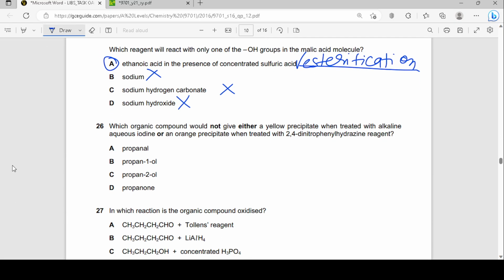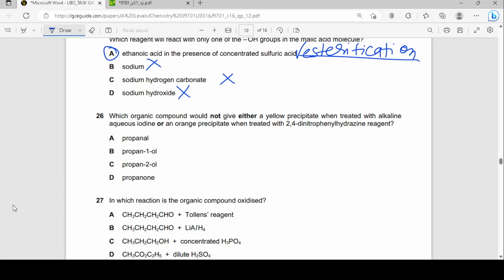And then the next question: which organic compound would not give either a yellow precipitate when treated with alkaline aqueous iodine or an orange precipitate when treated with 2,4-DNPH, 2,4-dinitrophenylhydrazine reagent? No orange precipitate means that no C=O is present. So I look at which of these compounds is either a ketone or an aldehyde. Propanal is an aldehyde, so we can cancel this out.